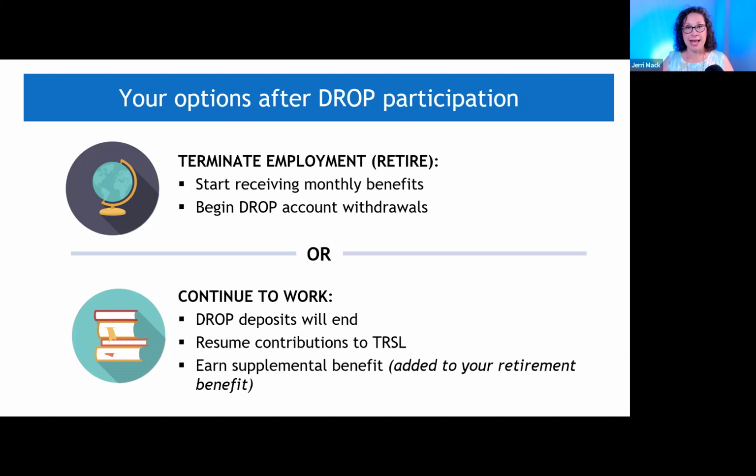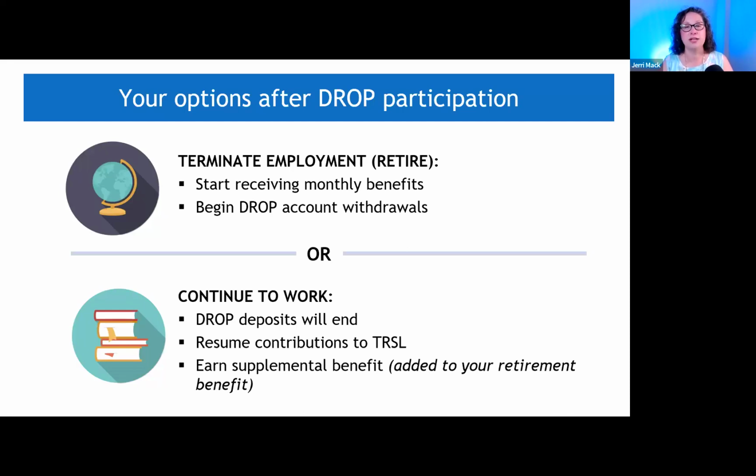Now, remember, our DROP account is going to run out at some point in time. It's a savings account, basically, and at some point it will zero out. Our retirement check is lifetime, for the rest of our life, on the first of every month. If instead you continue to work, and remember, we can terminate employment within our DROP period as well, that certainly is okay. If we continue to work after completing DROP for 3 years, DROP deposits end. We can resume contributions, which means we will start taking 8% out of your check again. So what does that mean? That means I'm not going to make my DROP account grow because I'm not still putting into that DROP account, but I'm earning a supplemental benefit.